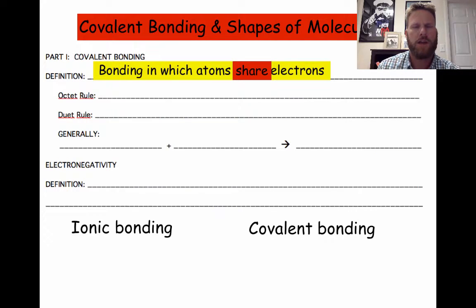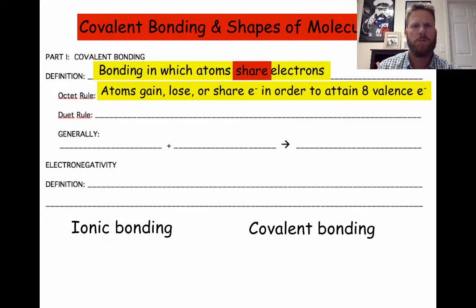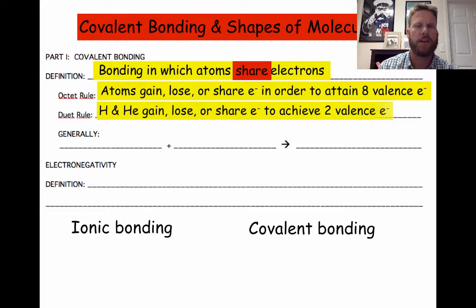Now, achieving a full valence shell for most atoms means getting 8 valence electrons. Well, this is called the Octet Rule. Atoms will gain, lose, or share electrons in order to achieve 8 valence electrons, or a full valence shell. The only real exceptions to this are hydrogen and helium, which are in the first energy level, which only has an s orbital, so they follow what's called the duet rule. They are satisfied, if you will, with 2 valence electrons.